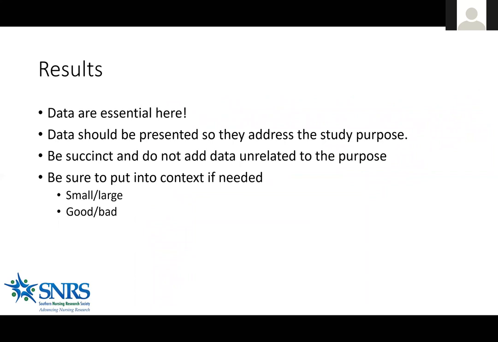So your results section. The results section, this is your data, and data are essential here. Your data should be presented so they specifically address the study purpose. Don't just put in everything that you analyzed if it doesn't fit back with your study purpose. So you need to be succinct, and don't add data that don't address your study purpose.